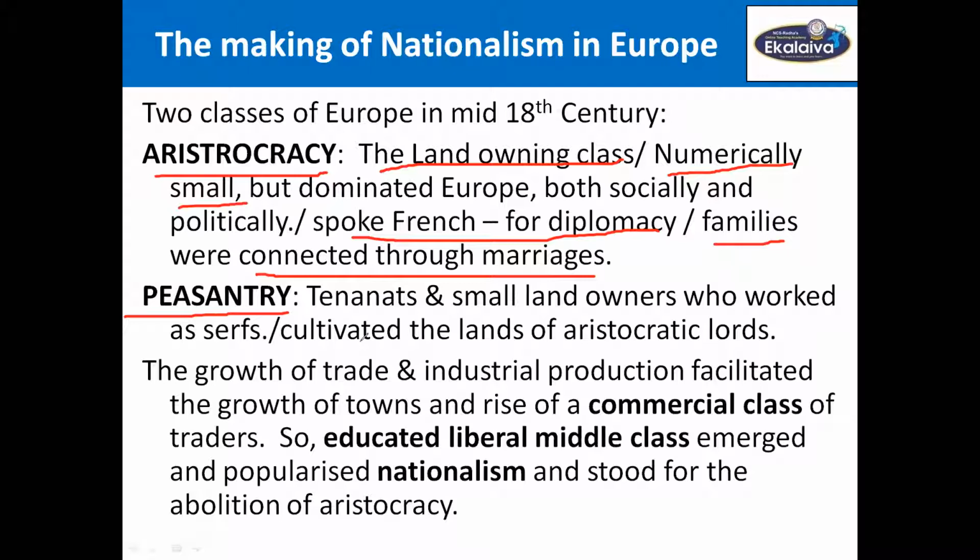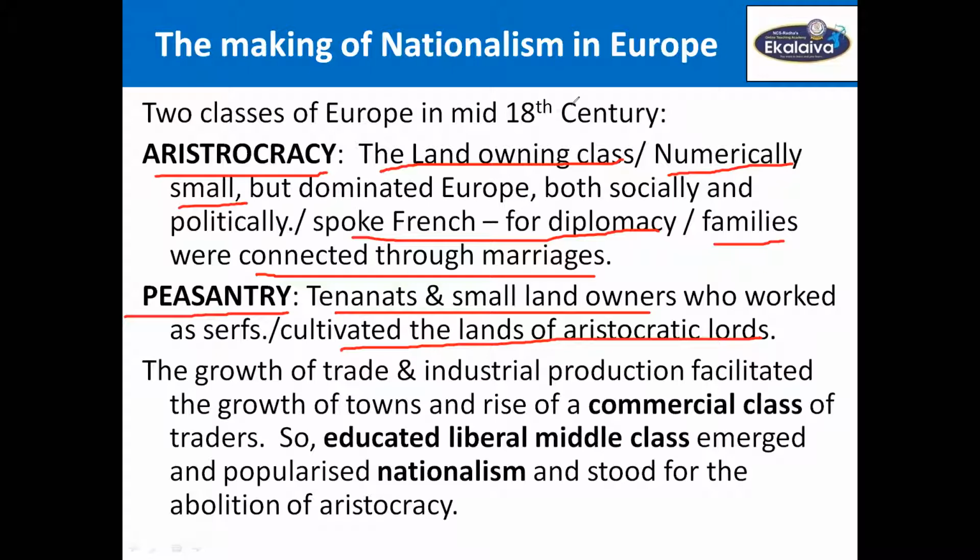So in Western Europe, the bulk of the land was held by tenants and small landowners. While in Eastern and Central Europe, the pattern of land holding was characterized by vast estates, which were cultivated by serfs. Serfdom was abolished by Napoleon, as we have seen just now.